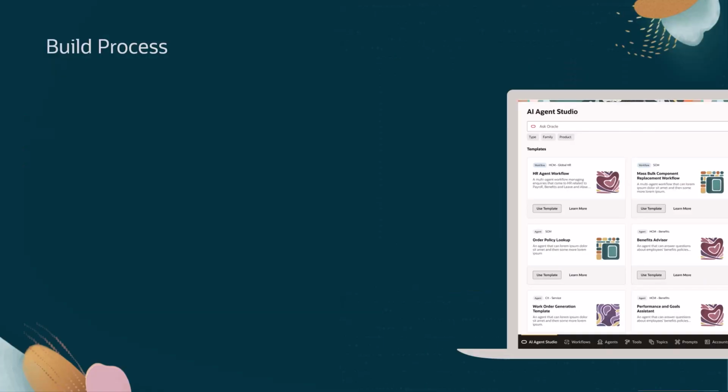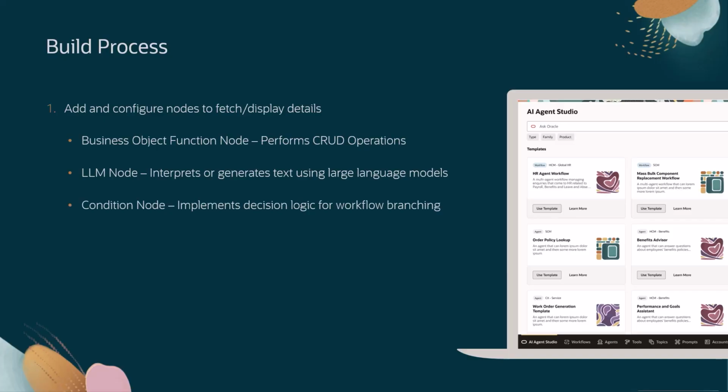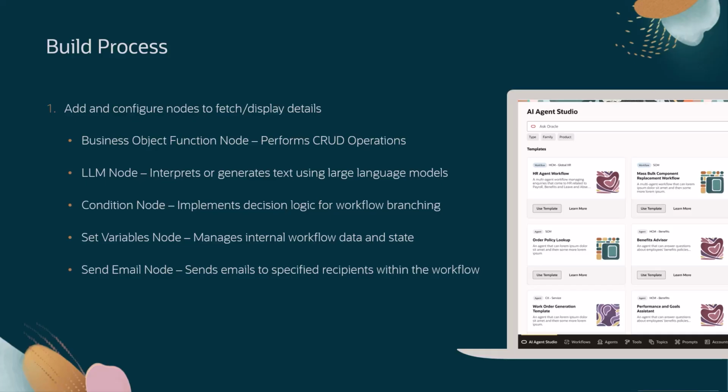To create the agent from scratch, we need to follow two steps. Create and configure nodes for the agent. Start by adding the business object function node to read and update application data. Use an LLM node when you need natural language interpretation or to generate responses. Add condition nodes to route the flow based on business rules. Use set variable nodes to store intermediate values, flags, or user context used by later nodes. The send email node automatically sends emails to the right recipients based on workflow actions. And then finally test the agent in debug mode.